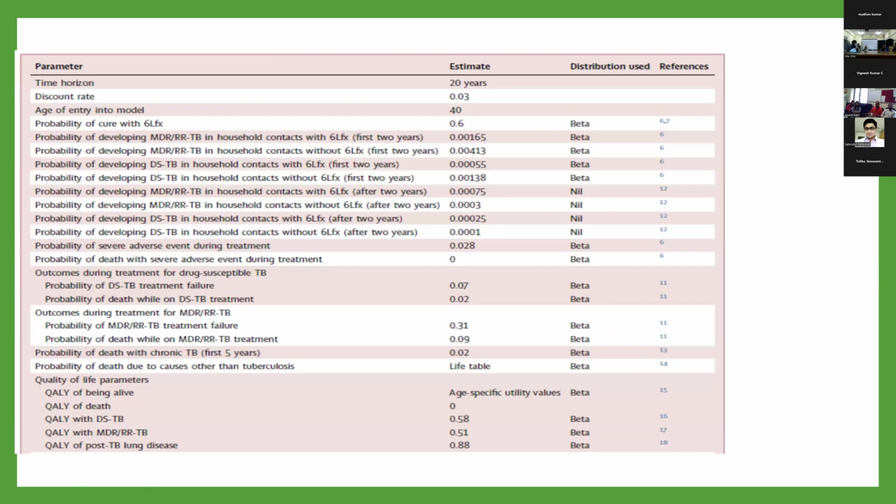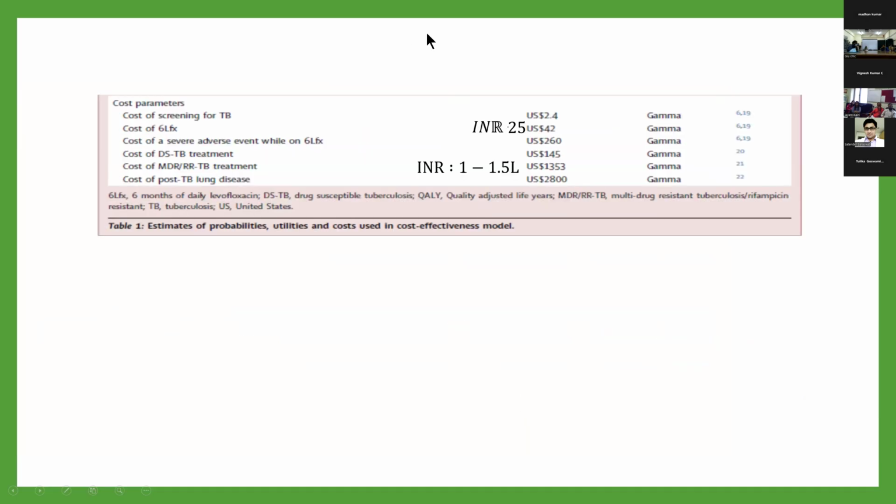These are the probabilities they have taken. So these are the probabilities which they have estimated. The cure was 0.6, which they had estimated, and these are the outcomes, and this is how they have taken the QALYs. And this is a cost parameter. So they had put it in US dollars, and we look at how it may translate to our setting.